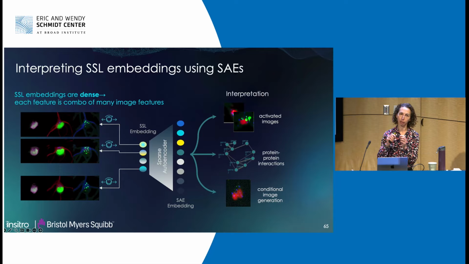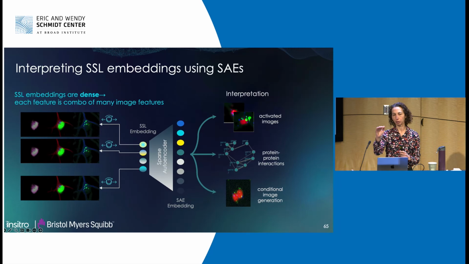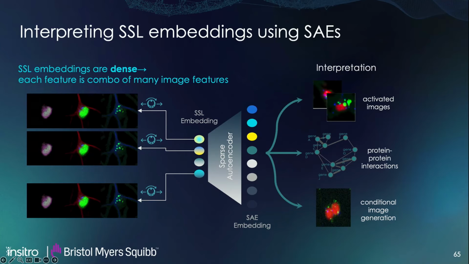And we can then look at differentially activated SAE features between healthy and sick, or perturbed and control. And for each one of those features, look at example images of cells that do use that feature or don't use that feature. We can also do conditional image generation on any one of these SAE features.